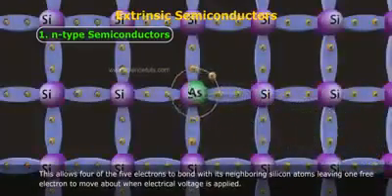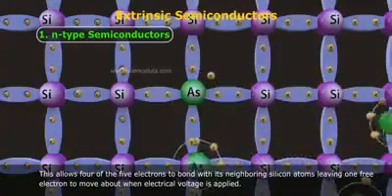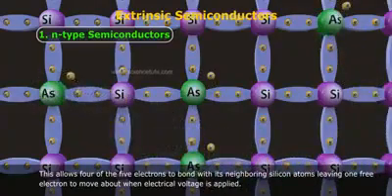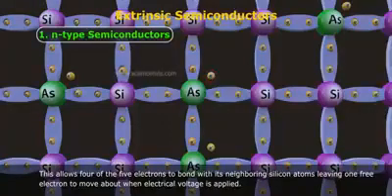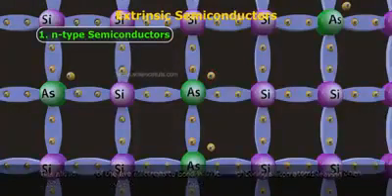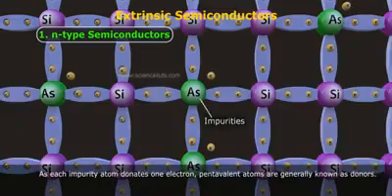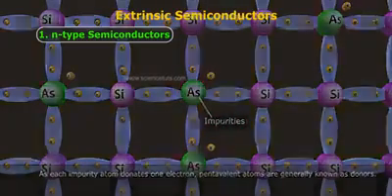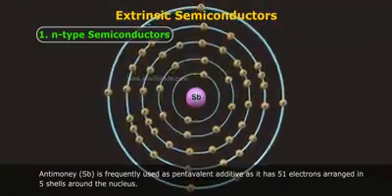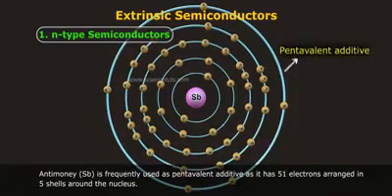This allows 4 of the 5 electrons to bond with neighboring silicon atoms, leaving 1 free electron to move about when electrical voltage is applied. As each impurity atom donates 1 electron, pentavalent atoms are generally known as donors. Antimony, Sb, is frequently used as a pentavalent additive, as it has 51 electrons arranged in 5 shells around the nucleus.